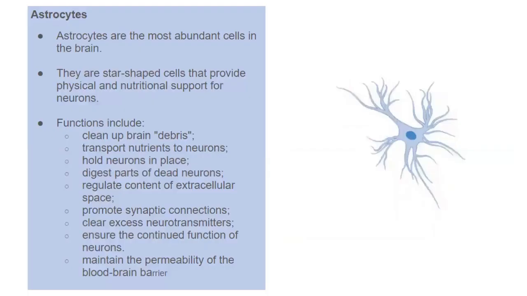Moving on to astrocytes. These are the most abundant cells in the brain. They are star-shaped cells and provide physical and nutritional support for neurons. They have many functions to perform, like clean up brain debris, transport nutrients to neurons, hold neurons in place, digest parts of dead neurons, regulate content of extracellular space, promote synaptic connection, clear excess neurotransmitters, ensure the continued function of neurons, and maintain permeability of the blood-brain barrier.